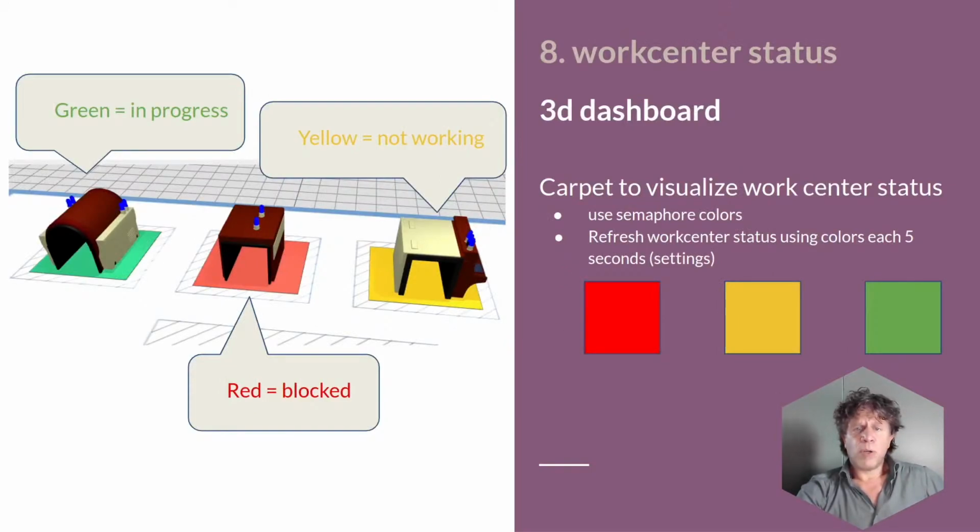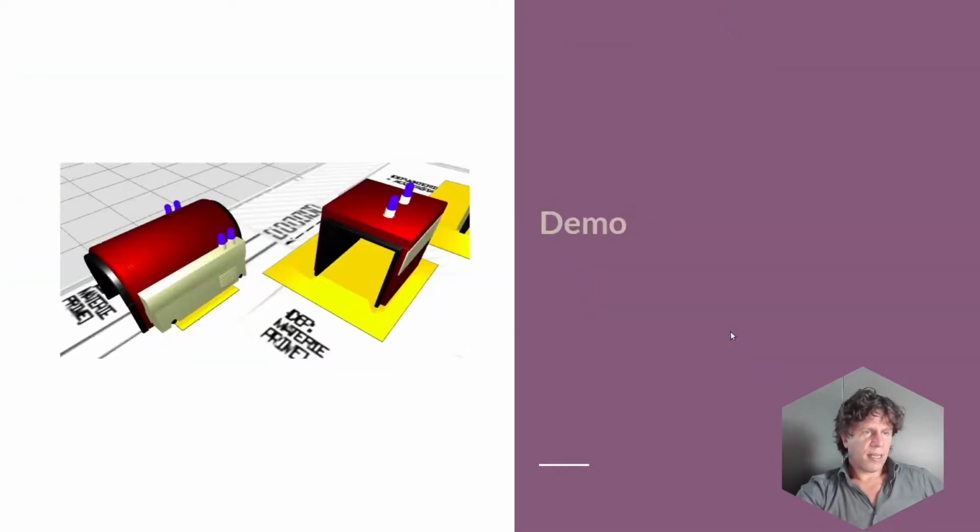The 3D dashboard uses colors to visualize workcenter status, like a semaphore. Red means blocked, yellow means waiting to start, and green is working. After this short presentation, now with Loris Tessino, we will show you a demo of the MRP 3D view.